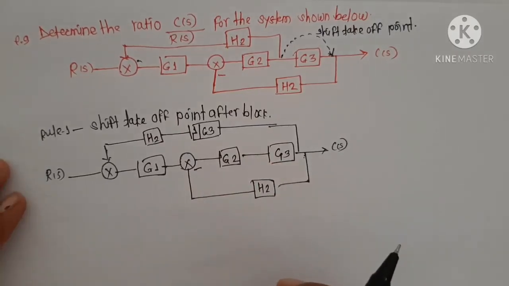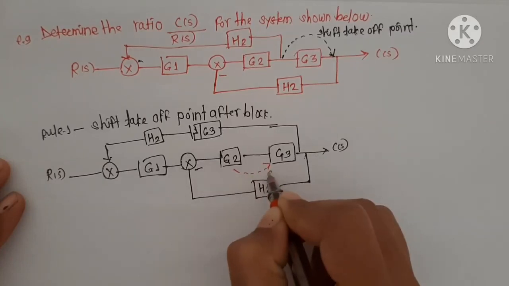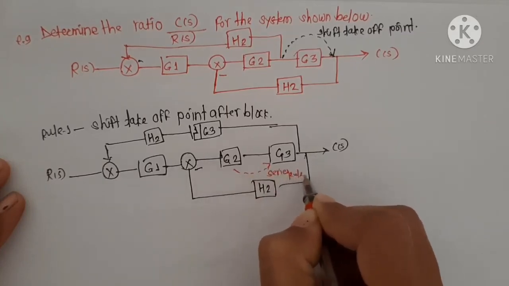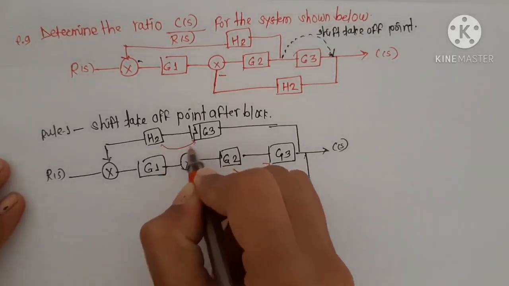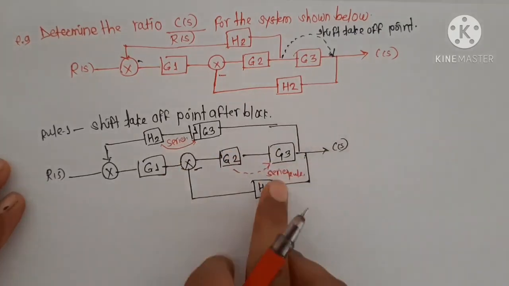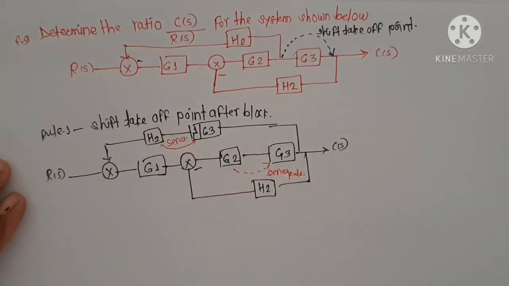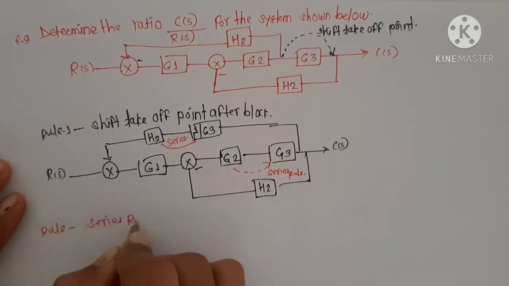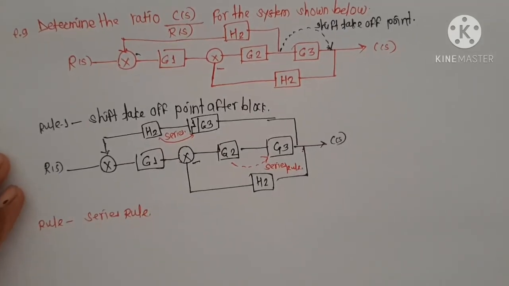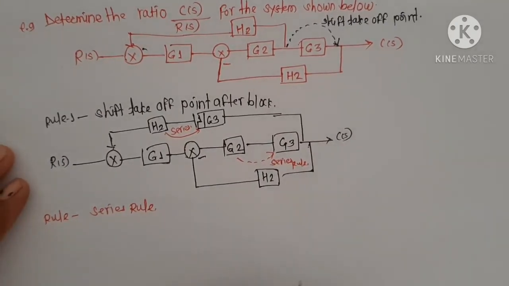Now we can apply the series rule, because these two blocks are now in series, and these two blocks also are in series. So we have to apply the series rule at two different places. Rule 2, series rule: if two blocks are in series, take the multiplication of those blocks. So what will our block diagram be?